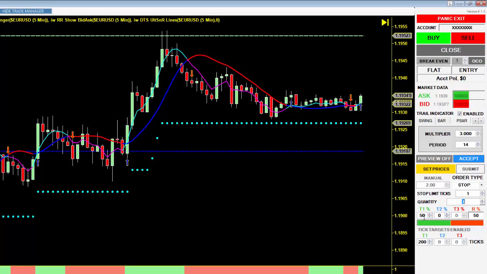So currently I am set up on a 50-50 split. So target 1, I'm going to take half off at target 1. I've got the rest on as a runner. But if I chose, I could set targets 2 and targets 3. So let's say I wanted to take profit in thirds.